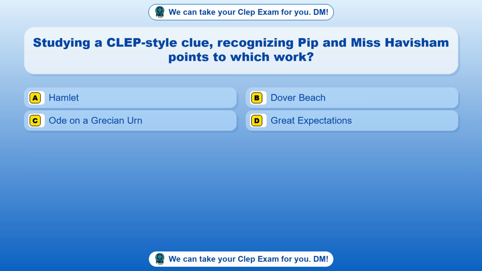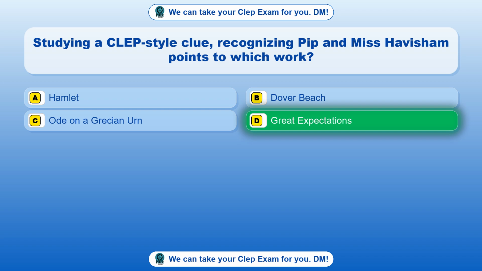Question 58. Studying a CLEP-style clue, recognizing Pip and Miss Havisham points to which work? Option A. Hamlet. Option B. Dover Beach. Option C. Ode on a Grecian Urn. Option D. Great Expectations. The correct answer is option D.